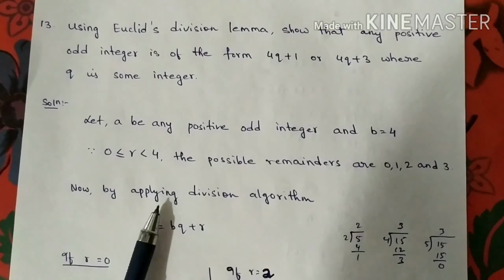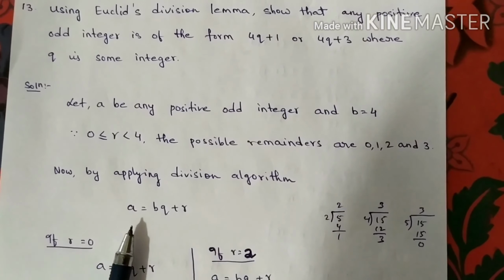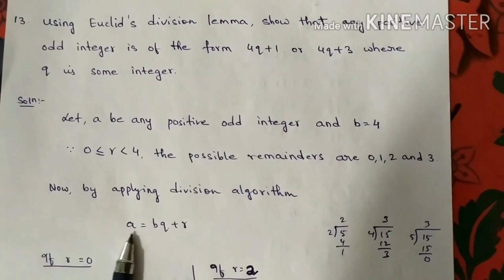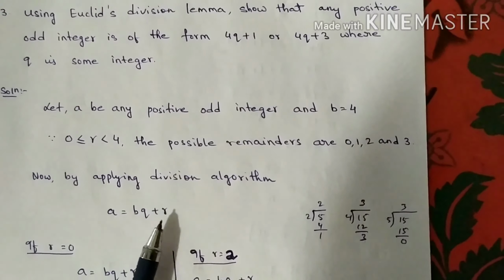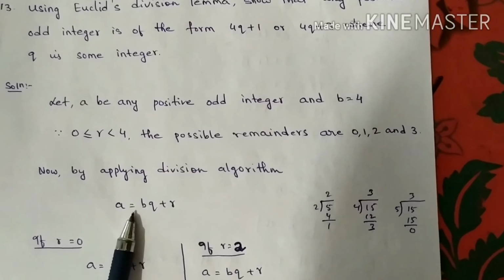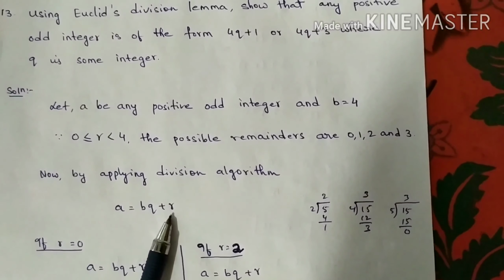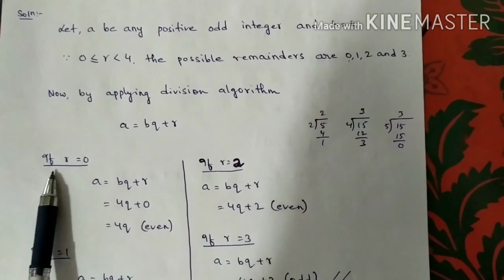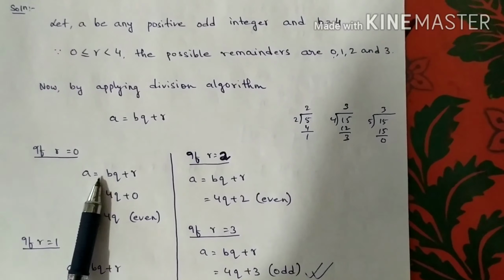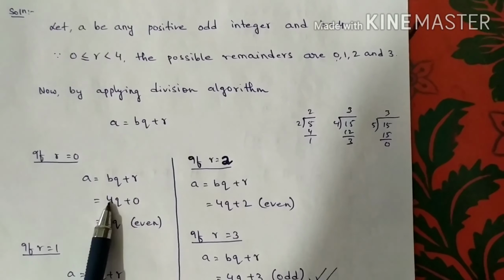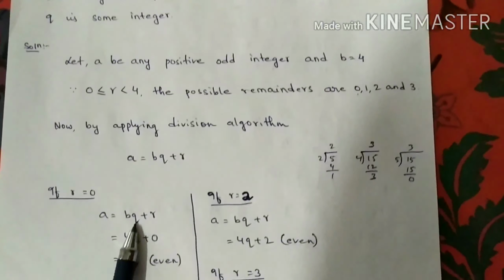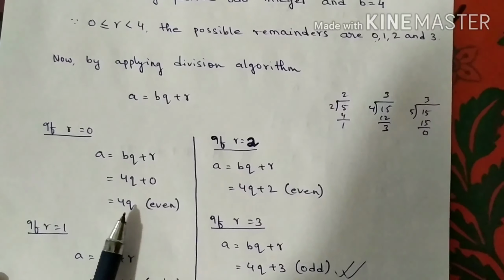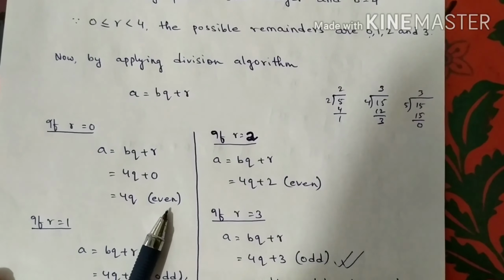Okay, now we will apply the division algorithm, and we know that the division algorithm is a is equal to bq plus r, where a is dividend, b is divisor, q is quotient and r is remainder. So dividend is equal to divisor into quotient plus remainder. Now if remainder is 0, first case, we will assume remainder is 0. So by division algorithm, a is equal to bq plus r, b is 4, q plus r we have assumed as 0, 4q plus 0 is 4q, 4q is even.